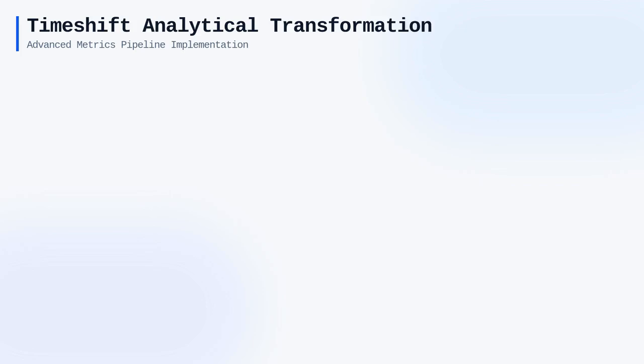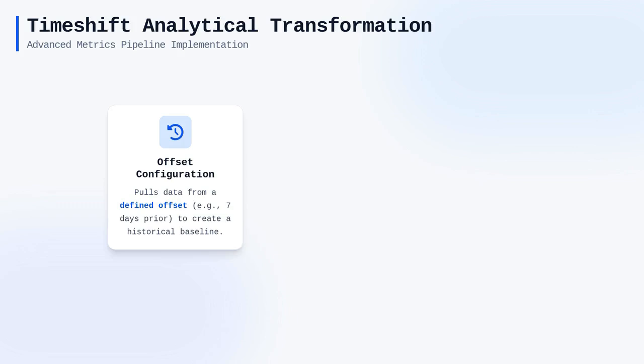The mechanics of this implementation involve applying a time shift analytical transformation directly to a specific data stream within the metrics pipeline. When we configure these signals, we essentially tell the observability platform to pull the data from a defined offset, such as 7 days prior, and align it with the incoming stream.